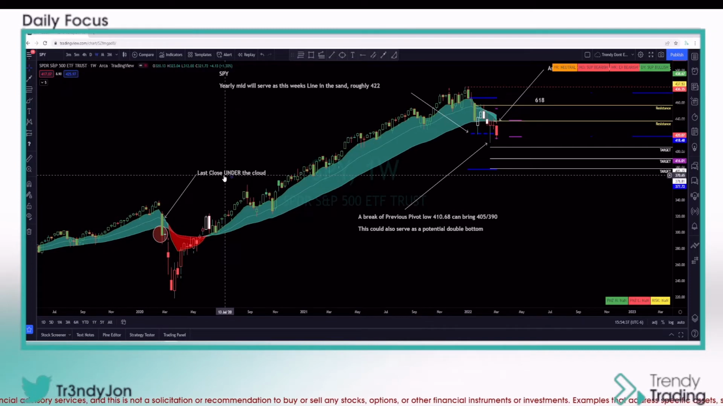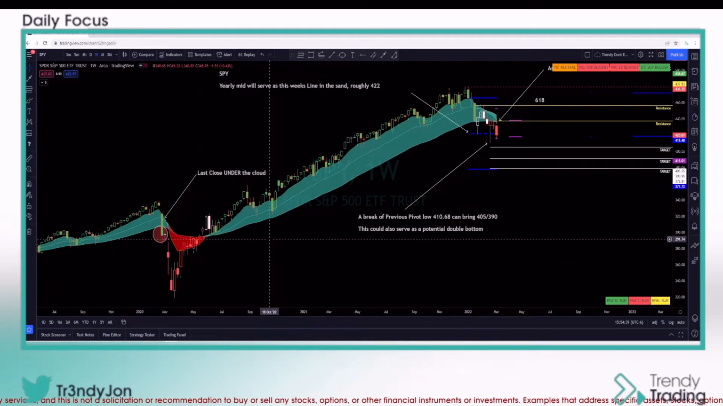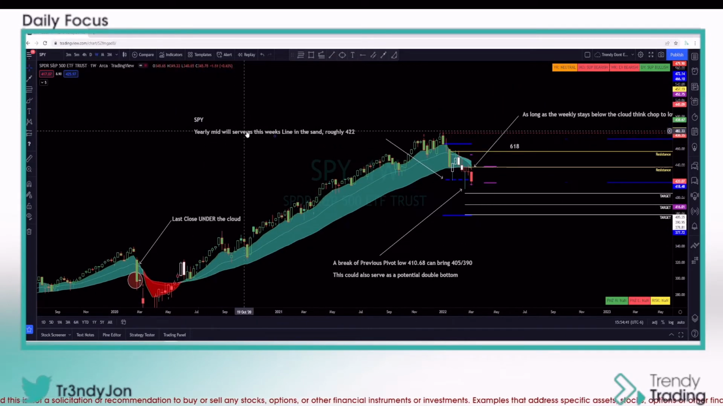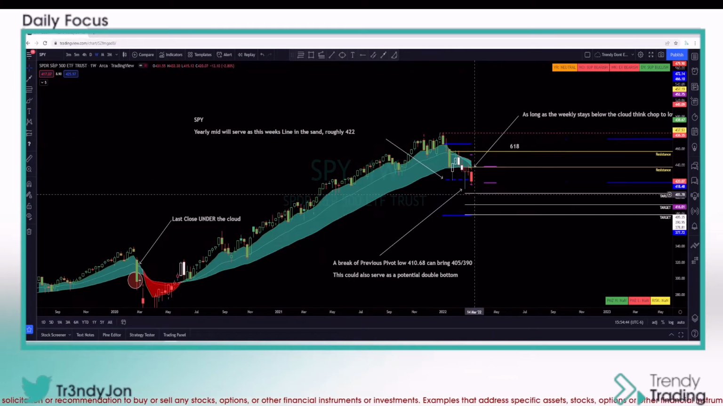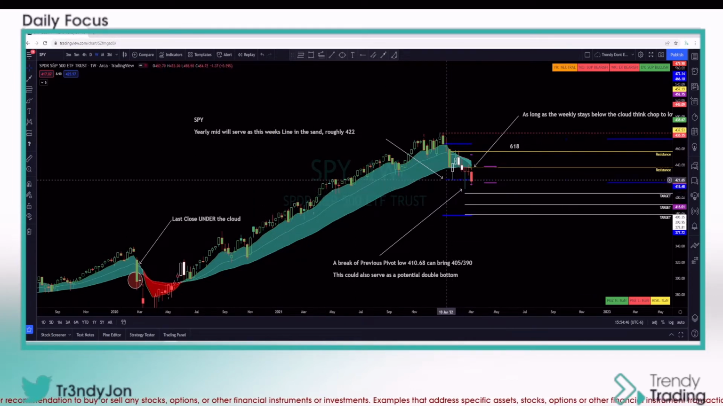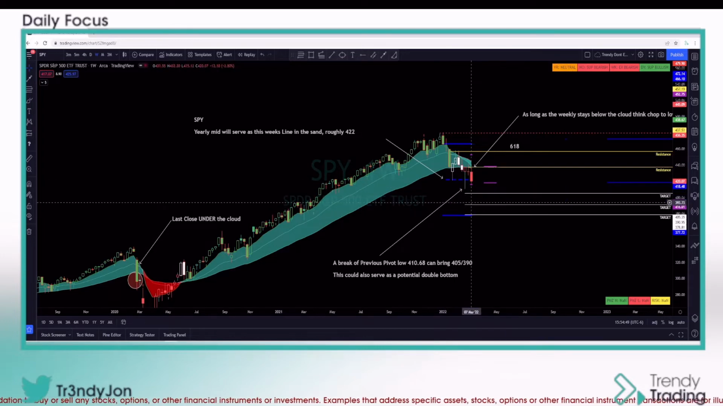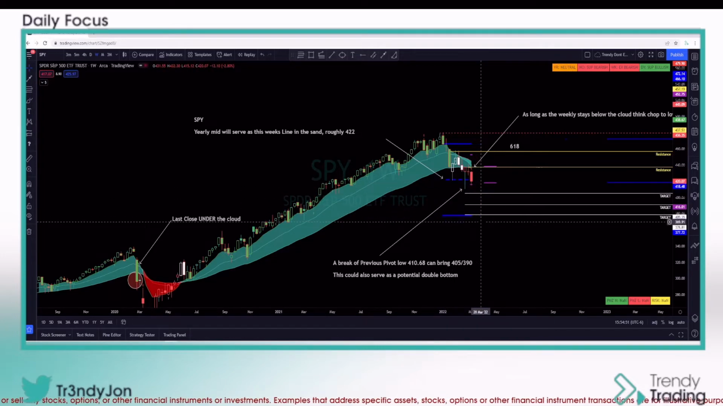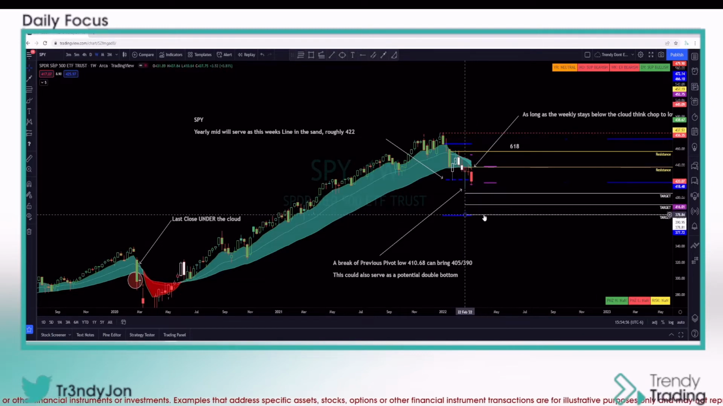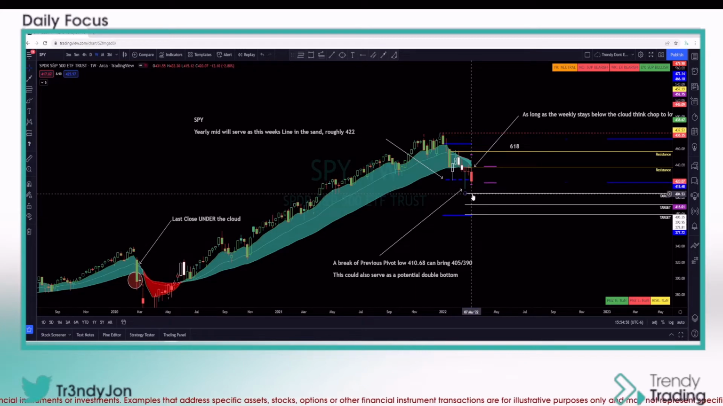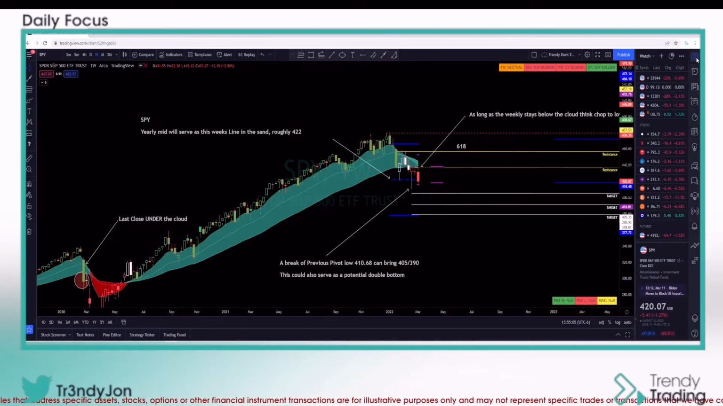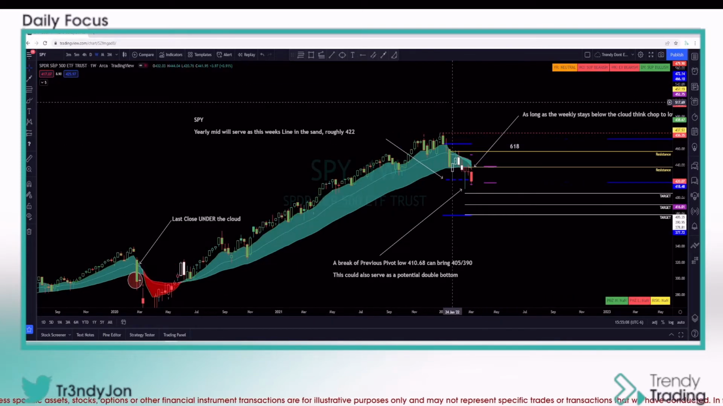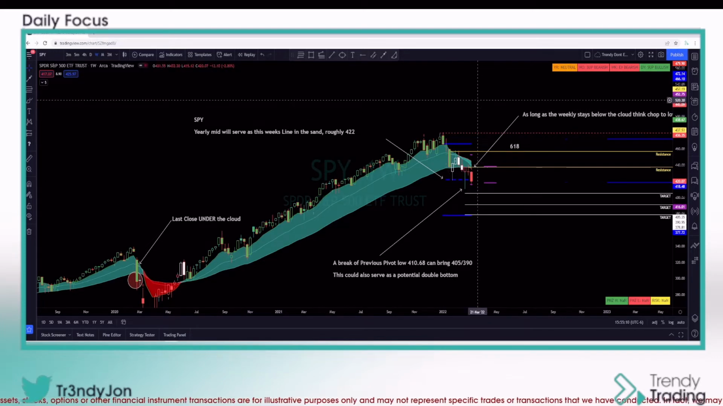But you can see here, close under the cloud, and this is what happened. The SPY yearly mid will serve as this week's line in the sand, roughly $422. So this dotted line here, we have quite a ways to go down if the SPY was going to test the bottom of the lower yearly edge. Unlike the IWM, which is already sitting there, this would have to come all the way down to 380, and current price is sitting at 420. So about 40 more dollars or 400 points in the ES. Okay.